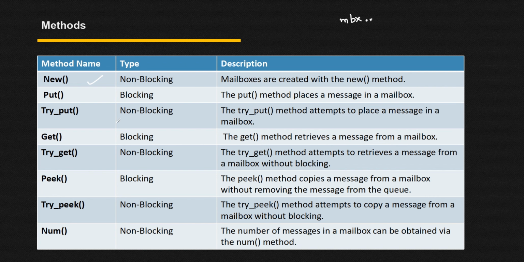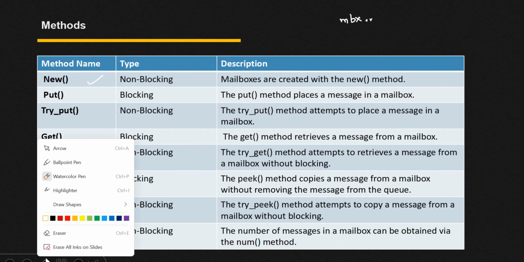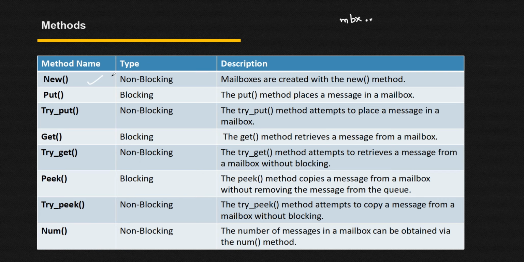Now after that, here you can see we have the put method. Whenever you want to put some data inside your mailbox, you can use the put method. This is a blocking method. Once your memory gets full, you have to wait until any retrieval has been done. Okay, so this is the use of your put method.